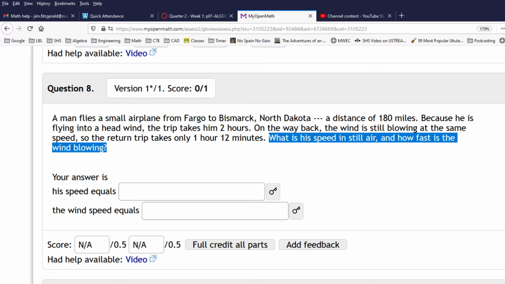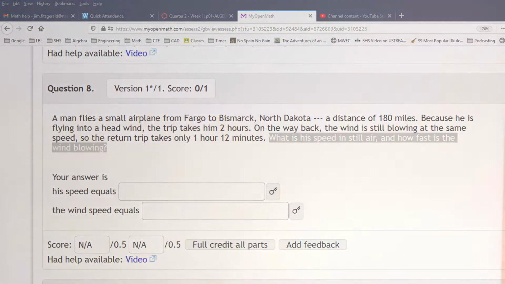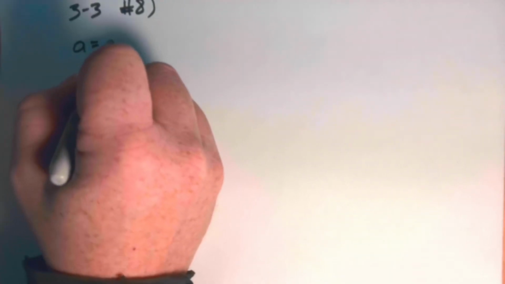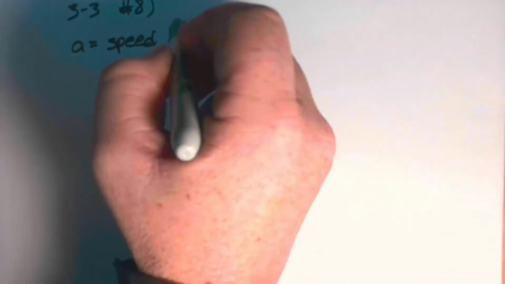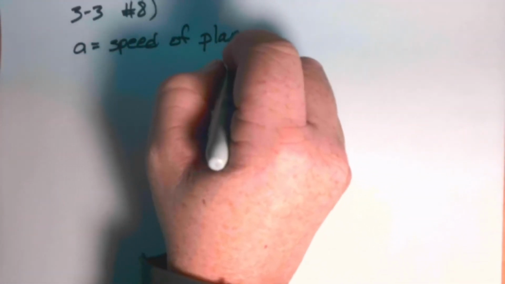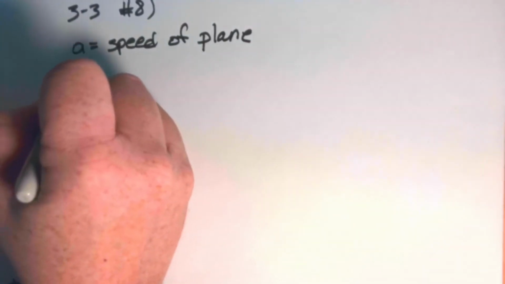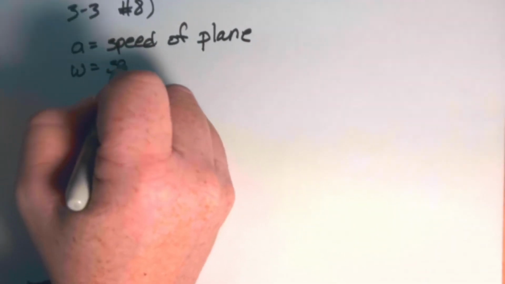So in my problem here, when I go to set this up, this is assignment 3-3. This is problem number 8. And so my variables, I'm going to use the speed of the airplane. And so I'm going to say that A represents the speed of the airplane. And then I'm going to use W to represent the speed of the wind.